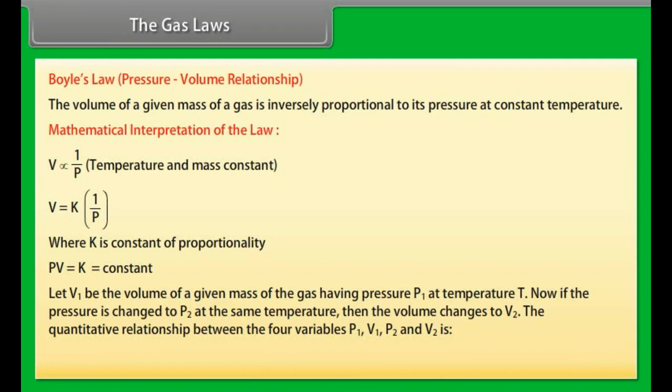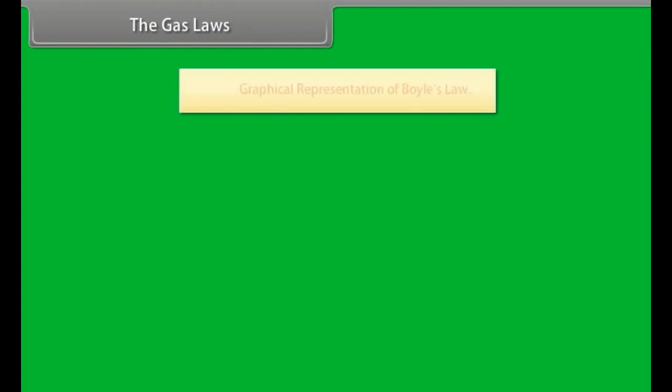Let V1 be the volume of given mass of a gas having pressure P1 at temperature T. Now, if the pressure is changed to P2 at same temperature, then the volume changes to V2. The quantitative relationship between four variables P1, V1, P2 and V2 is P1 V1 is equal to P2 V2 at constant temperature and mass. Graphical representation of Boyle's law.